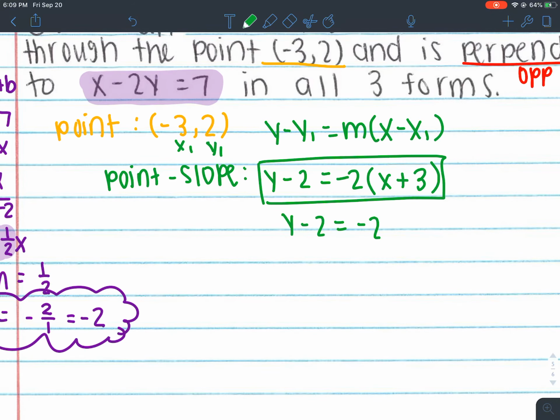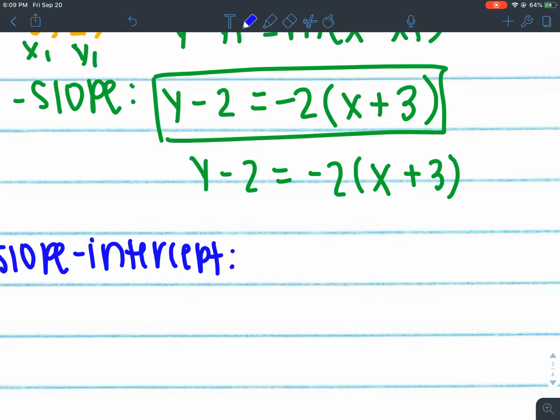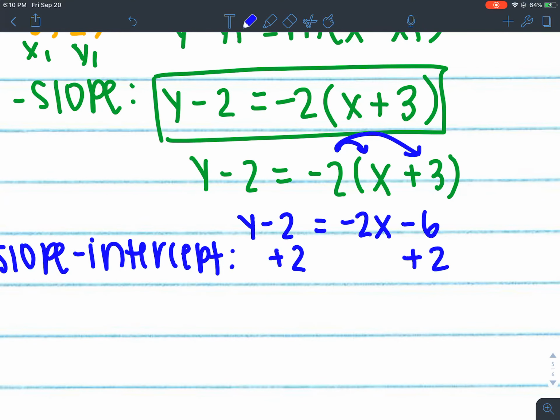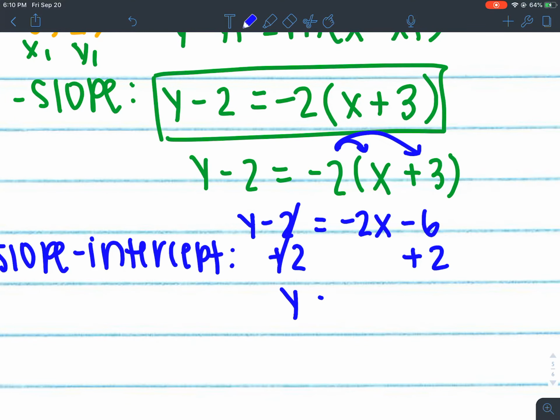And I want this in slope-intercept and standard as well, so I'm going to go ahead and start my process for making slope-intercept. Okay, the first step I'm going to do is distribute. So I have y minus 2 equals negative 2 times x, which is negative 2x, and negative 2 times 3, which is negative 6. And then I'm going to add 2 to both sides to get y by itself for y equals mx plus b. Y equals negative 2x minus 4.